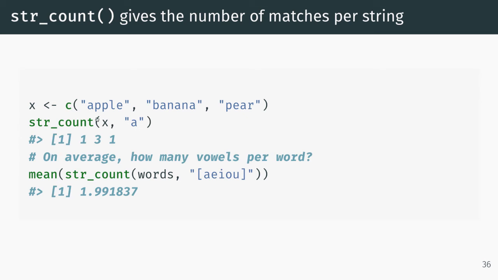STR_count gives the number of matches per string. So this is telling us how many times the letter A occurs in apple. And I have to remind you that this is non-overlapping. So if this were a more complicated expression, for example, ANA, it would have a count of 1 for this word. And we can use other arithmetic functions on STR_count too. We can find out how many vowels there are on average per word this way.